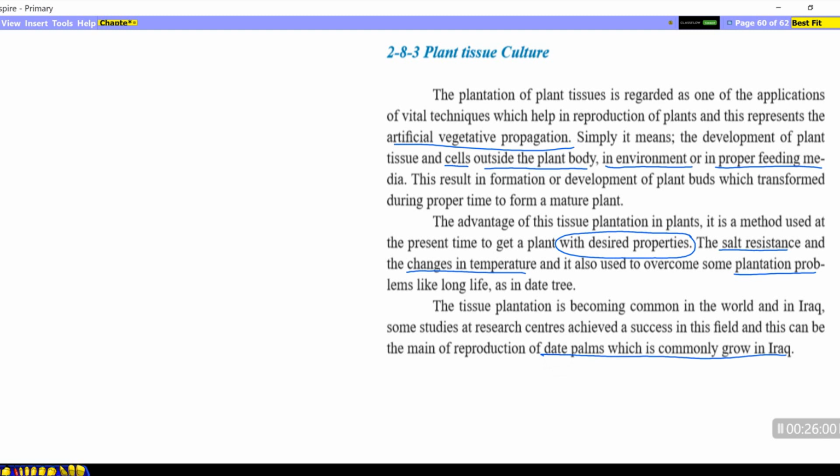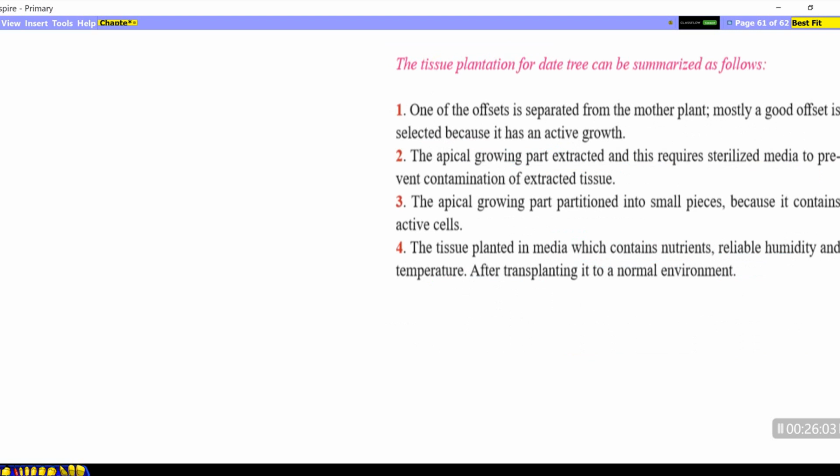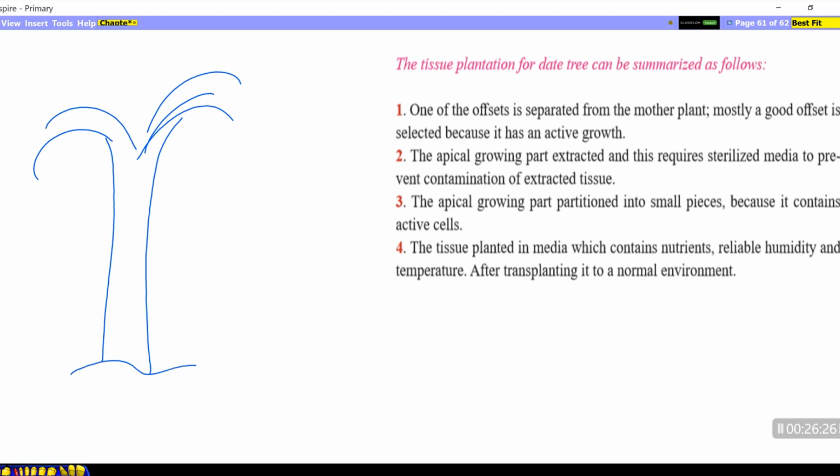So we study, as an example, tissue culture in date plants. How are new plants formed in the laboratory by the tissue culture method? In four steps. First, the offset: we remember in plants like banana or date palm, a new plant grows at the base, at the point where the mother stem connects to the soil, and we call it an offset. The offset is separated from the mother plant, then the apical meristematic tissue, the apical growing part, is extracted and separated from the plant.